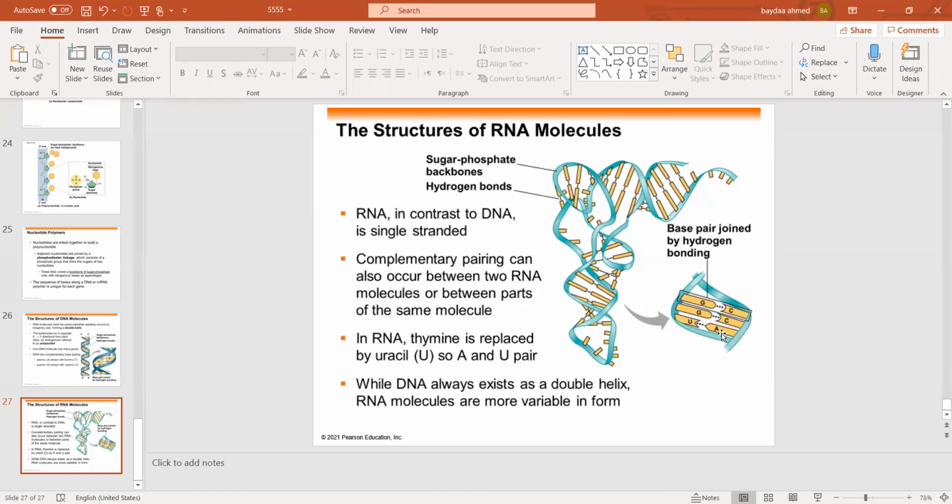Note that in RNA, adenine is paired with uracil. Thymine is not present in RNA. So this is the difference between RNA and DNA. Uracil is always found in RNA strands, and thymine is always found in DNA strands. DNA always exists as a double helix. This is the other difference between them. And RNA molecules are more variable in shape. Remember these two differences between DNA and RNA.